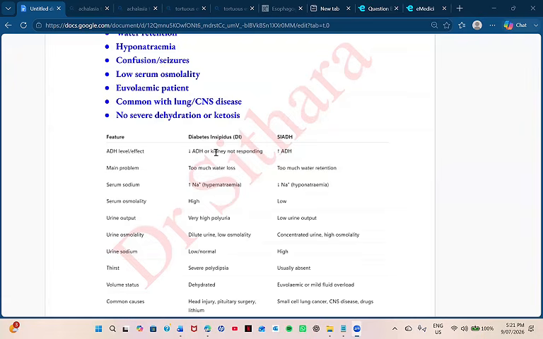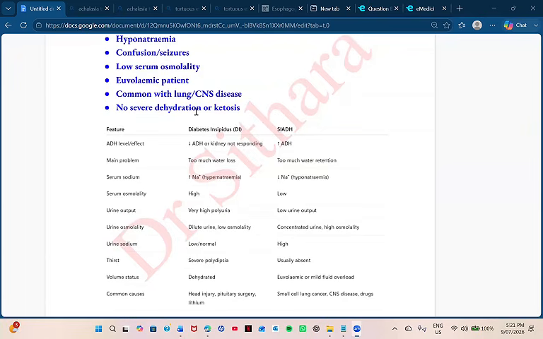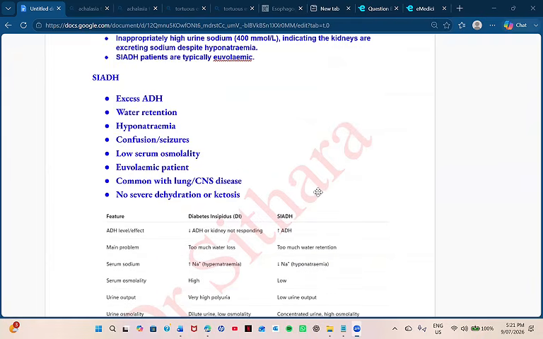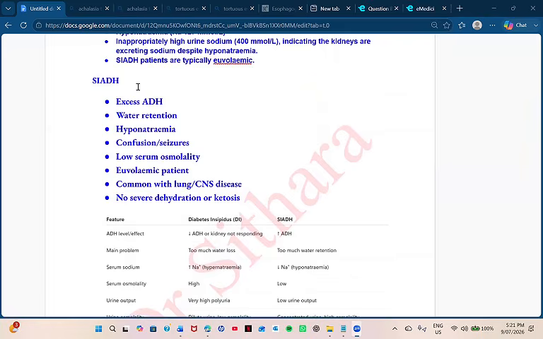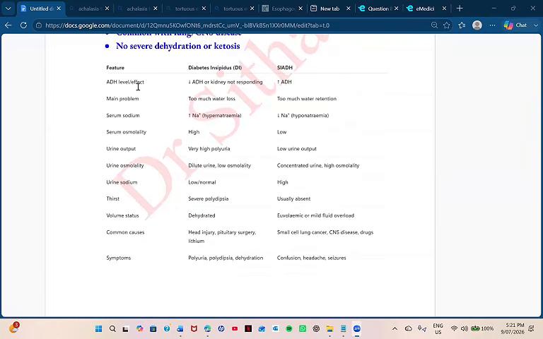I have attached DI as well, diabetes insipidus. That's something different, but most of the time they ask you to differentiate these two, which is why I attached it. Okay, so that is what is happening here. Now let's discuss the causes. Causes can be CNS causes, cancers like small cell cancer, strokes, meningitis, head injuries, or they can be associated with drugs like carbamazepine and SSRIs.